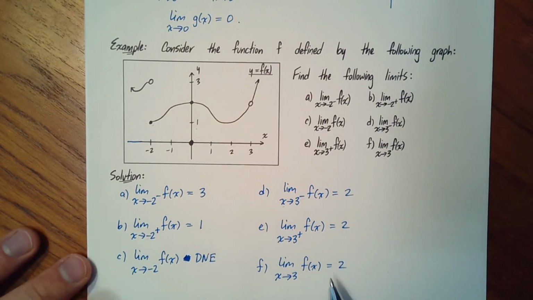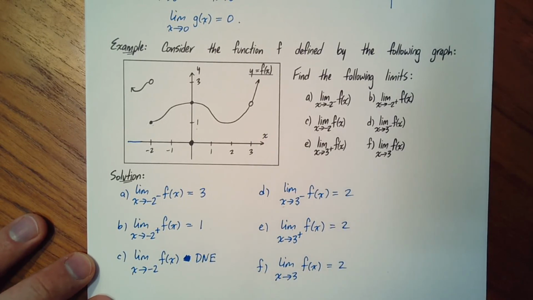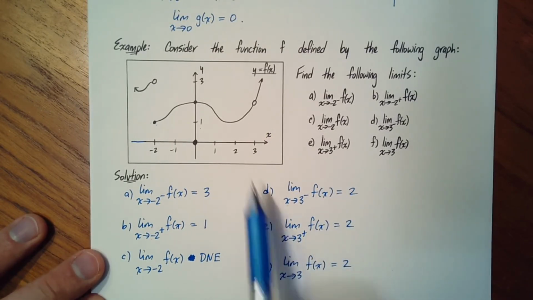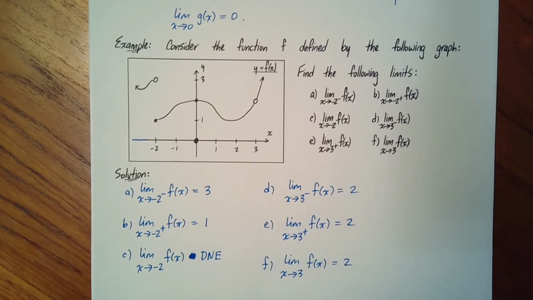And again, it's worth noting that if I shaded this point in and made it solid, it wouldn't change anything. All these limits would be the same because we don't care what happens at the point x equals 3. You just care what happens as you get close from either direction. Okay, so that's the end of that page. We'll talk a little bit more about limits in one more video, and then that'll end off this section.